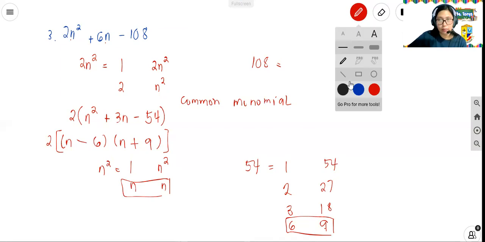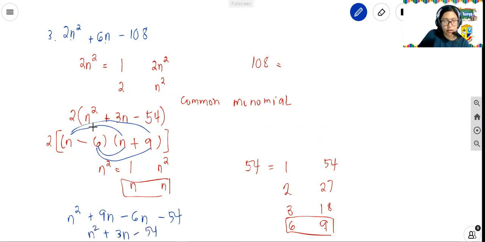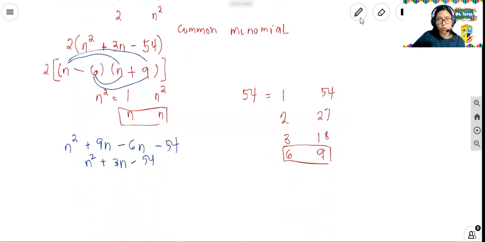And then I will check my answer. n and n gives me n squared. n times 9 gives me positive 9n. Negative 6 times n is negative 6n. Negative 6 times 9 would be negative 54. And then 9n minus 6n is 3n. So this is now the same as the second factor. So do not forget to write 2 as a factor.